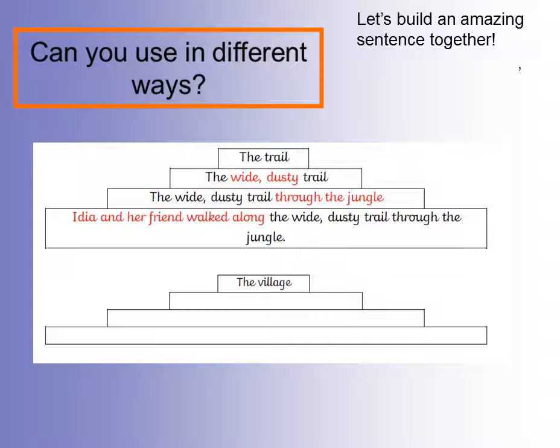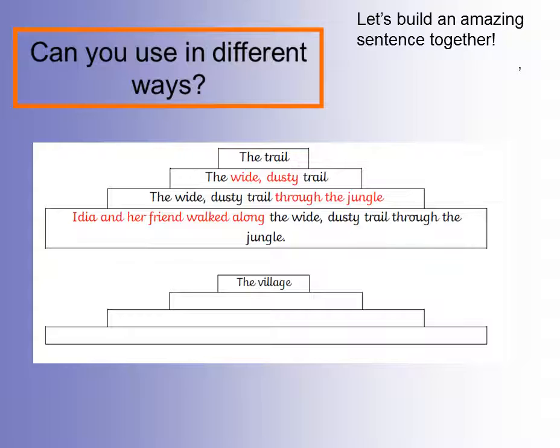Now, here we can have a go at improving some grammar and vocabulary. This is called a noun phrase pyramid, and it helps us to build up from a simple noun right the way up to a full sentence. So the top one I've already done. Let's look at that together. At the top of the pyramid it says the trail. So trail is our noun. We've got the trail. And then in my second layer of that pyramid in red we've got our adjectives. The wide dusty trail.